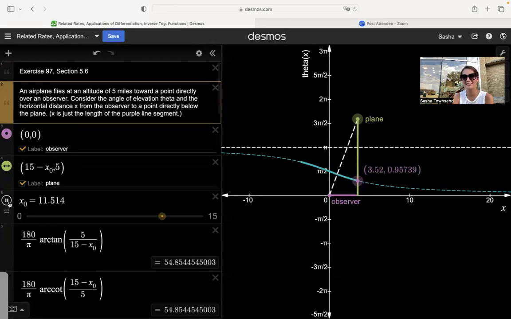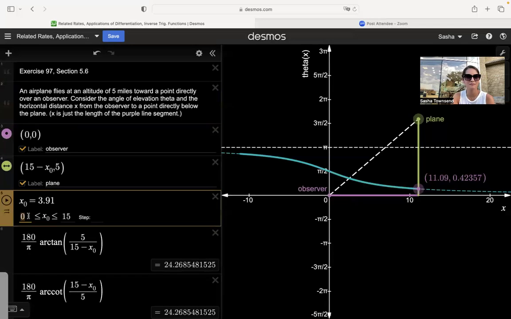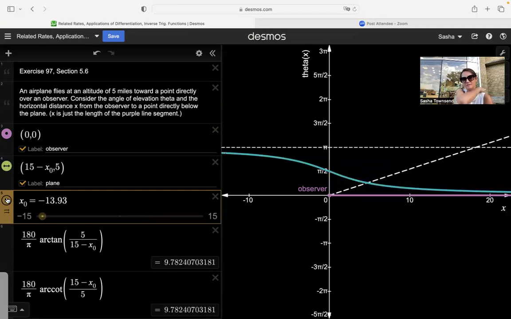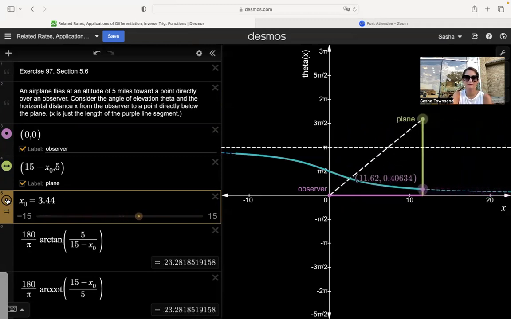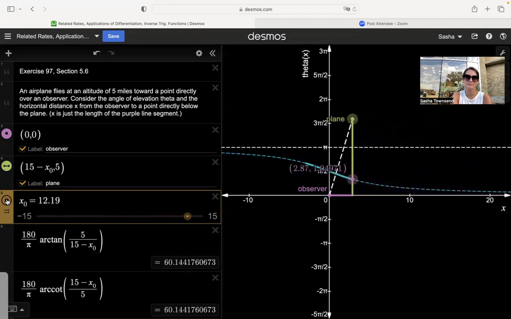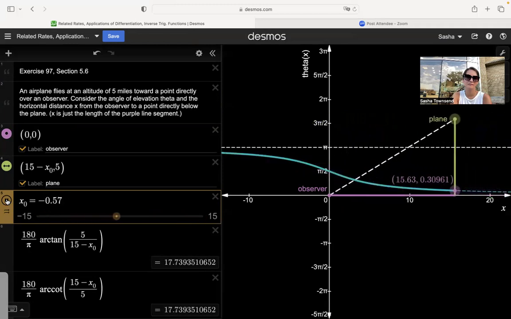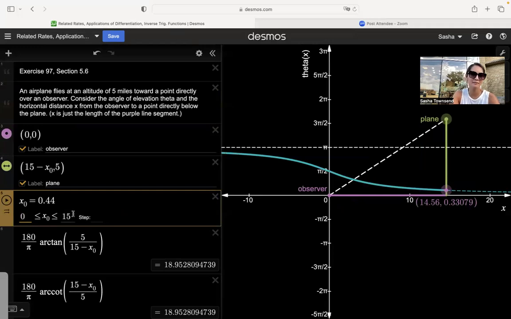I just like using the slider. Here's the plane flying toward us. Oh, actually, it should be x naught between 0 and 30. That's what I wanted to do.